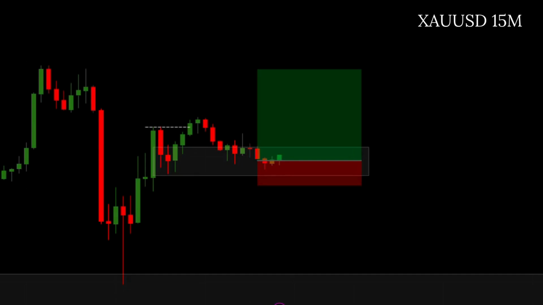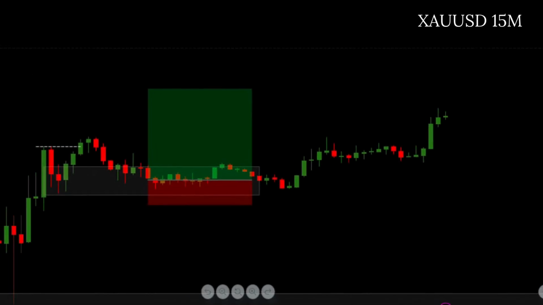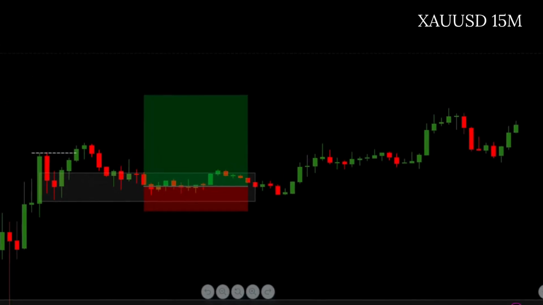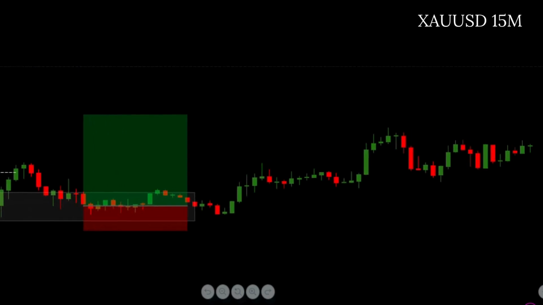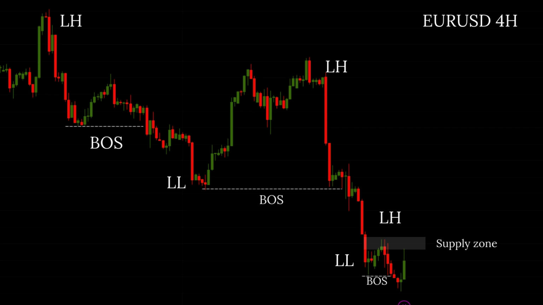To capture more profits, we use a trailing stop, allowing us to secure additional gains as the trade progresses. Finally, as I always advise, manage your open positions carefully, take partials when necessary, and let the rest of the trade run. Eventually, the market hits our take profit, TP. So let's look at another example.